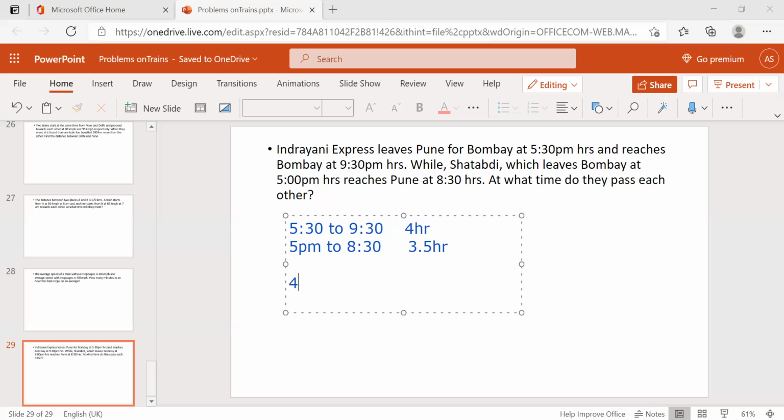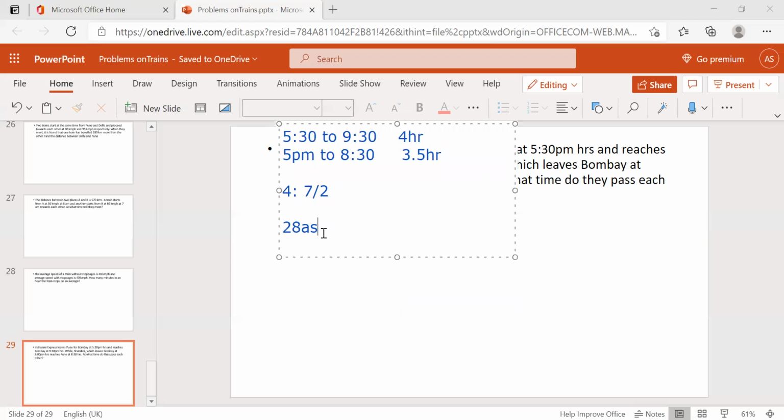So what are the times here? 4 hours, and 3.5 you can write as 7/2. What's the LCM of these? It's 28, just the denominator multiplication, 4 into 7 is 28. Now we know the distance. Whatever the LCM we get, we can assume that as the distance. We discussed this in time and distance. This is just an assumed distance.